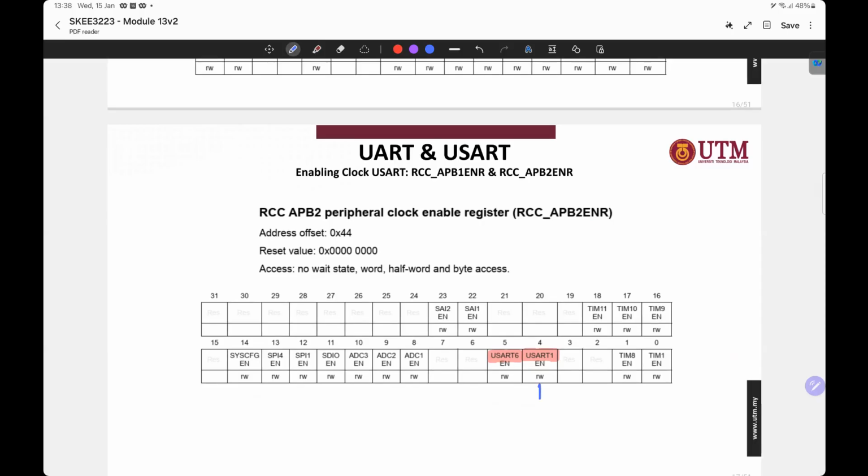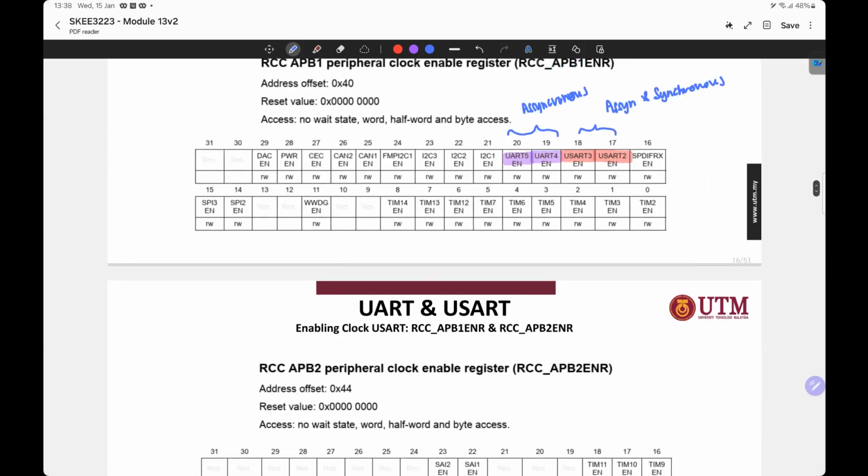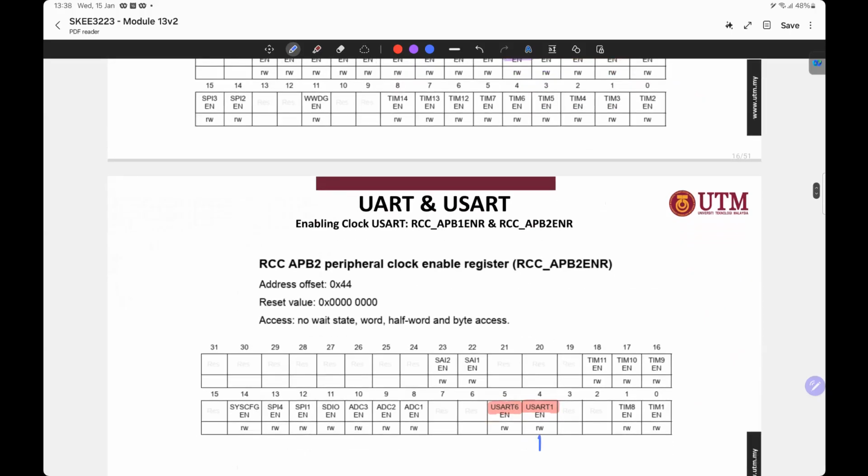What about the APB1 ENR register? No need to do anything, because I only use USART 1 for my communication.